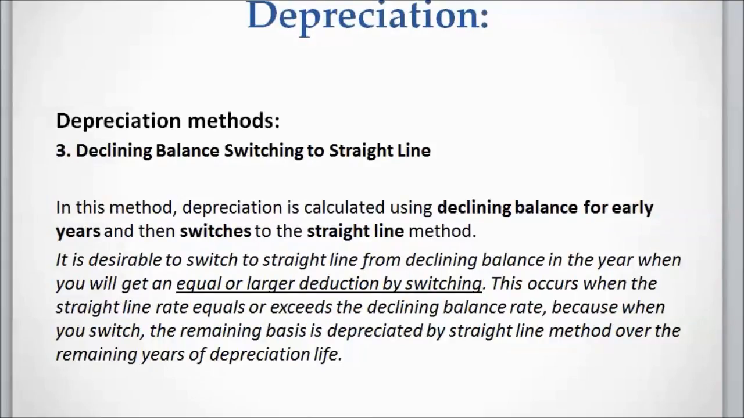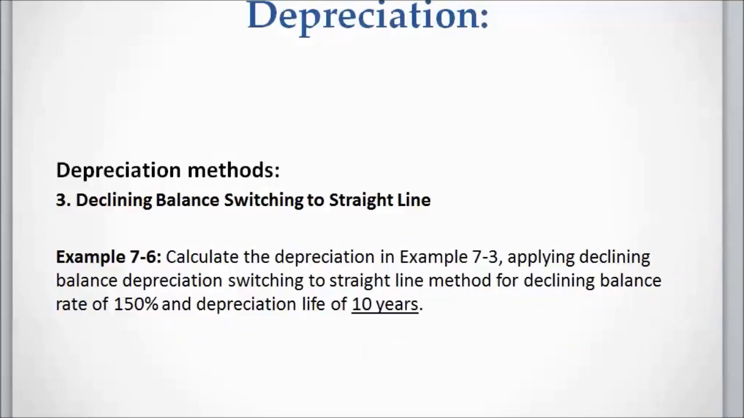So the third method to calculate depreciation is called declining balance, switching to straight line. In this method, for early years we use the declining balance rate, and for later years we switch to the straight line method. We switch from declining balance to straight line when the straight line becomes higher, giving us a higher depreciation than the declining balance in later years.